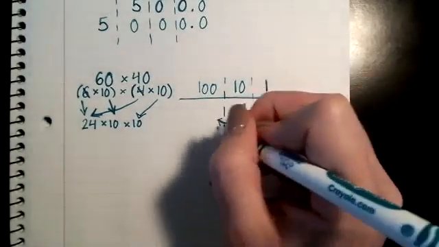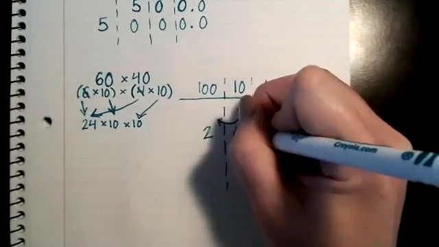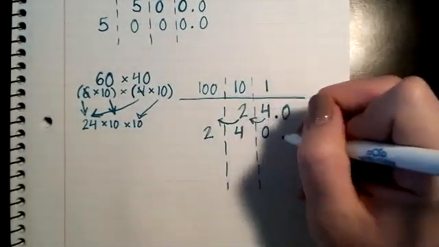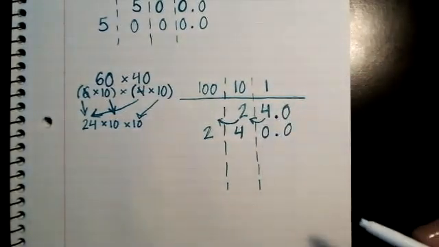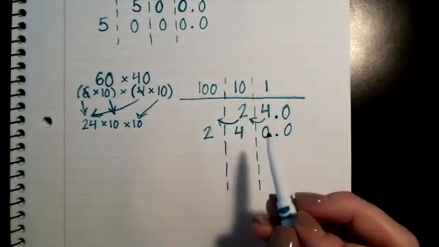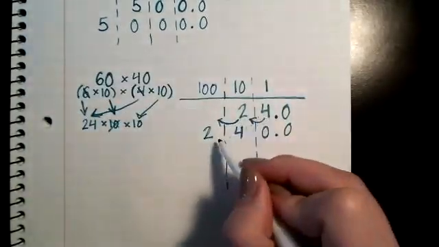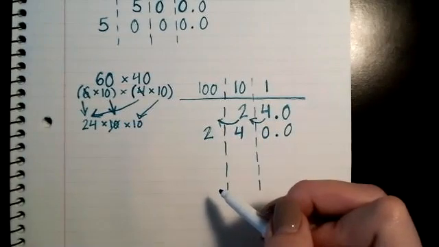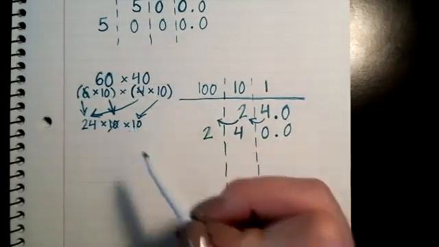Okay, so that would make my 2 go in the hundreds place. My 4 goes in the tens place, and I need a 0 to fill in my ones. Okay, that decimal point is staying the same. All right, so I just multiplied by 10 to get from 24 to 240. I moved everything over one place value. Okay, now I have to do it again because I have another 10 here to multiply.